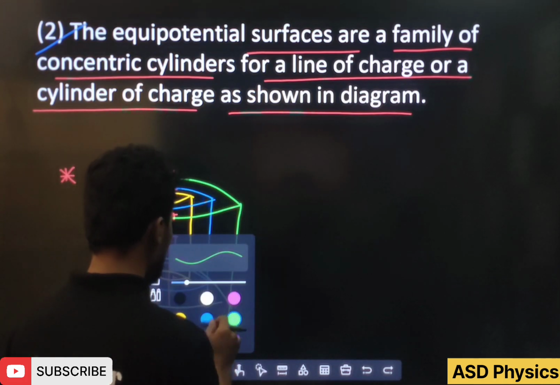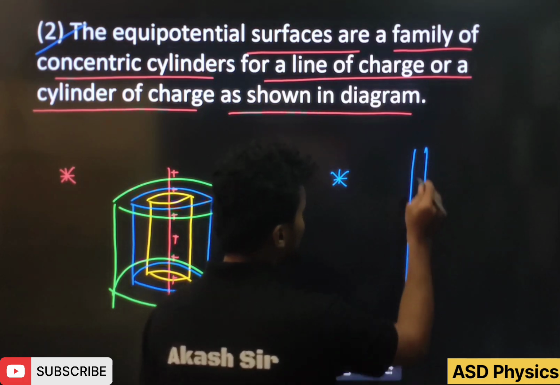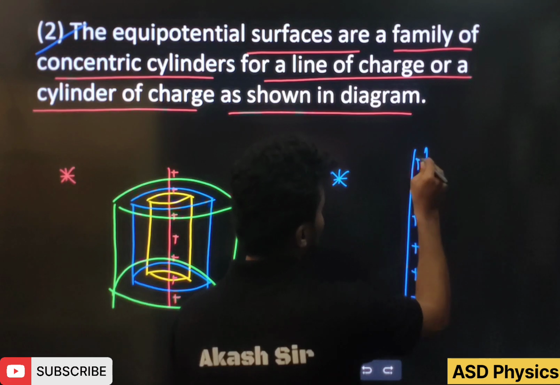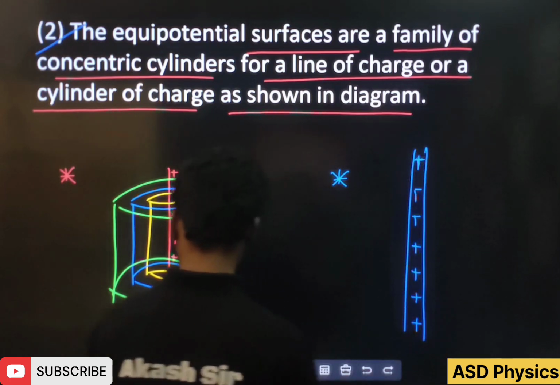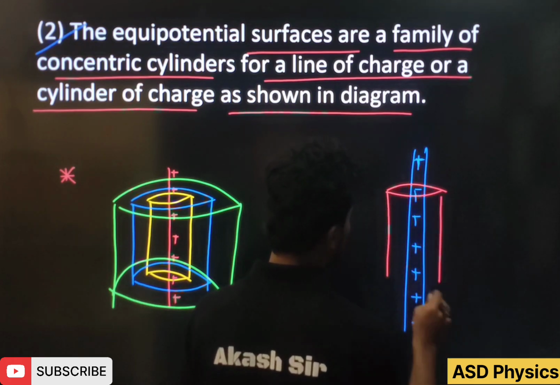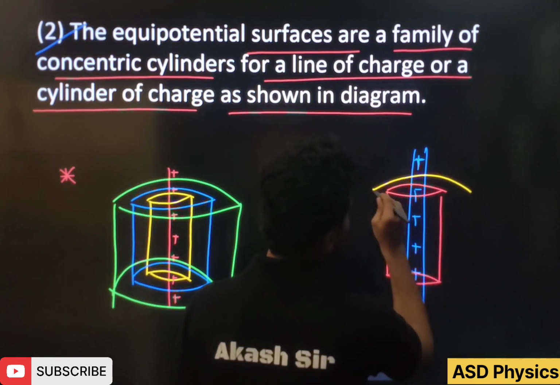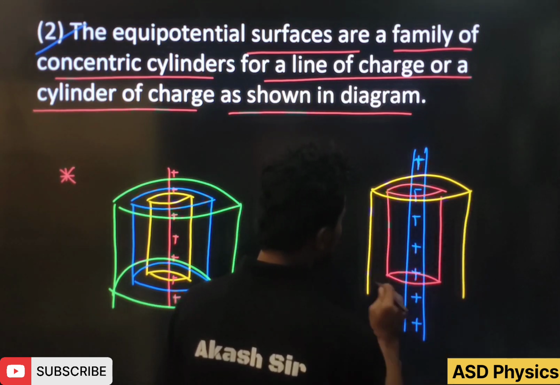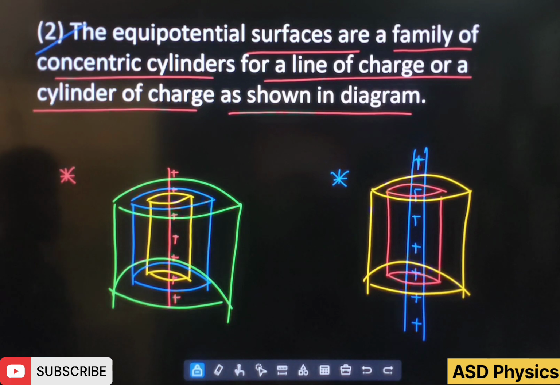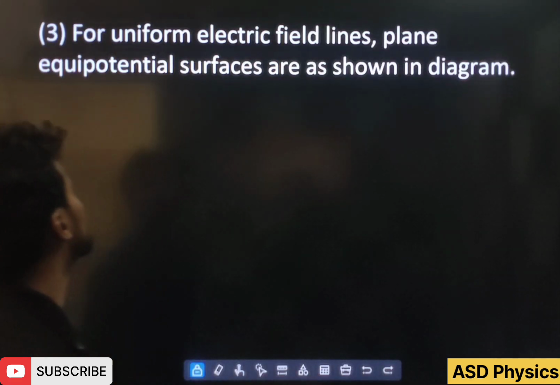You can draw this also, one more here, one like this kind. And here charge is there everywhere. Let's take it non-conducting. So here also, students, in this section we can draw cylinders like this. Concentric cylinders are there. I am drawing only 2 or 3, but we can draw multiple. So please remember this. Great. Line charge is there. Next one, let's see.